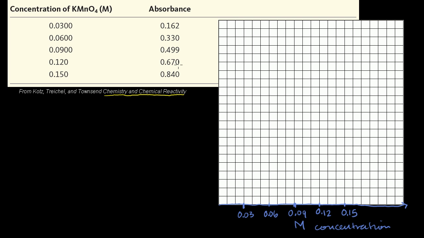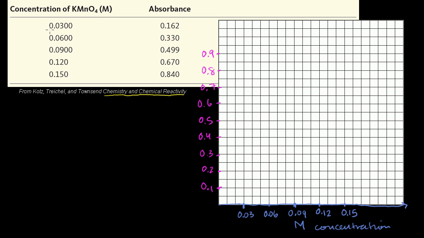And then the absorbances go from close to 0.1 all the way up to close to 1. So let's make this right here 0.1. Let's make this 0.2, 0.3, 0.4, 0.5, almost done, 0.6, 0.7, 0.8, and then 0.9. And that essentially covers all of the values of the absorbance that we have here.